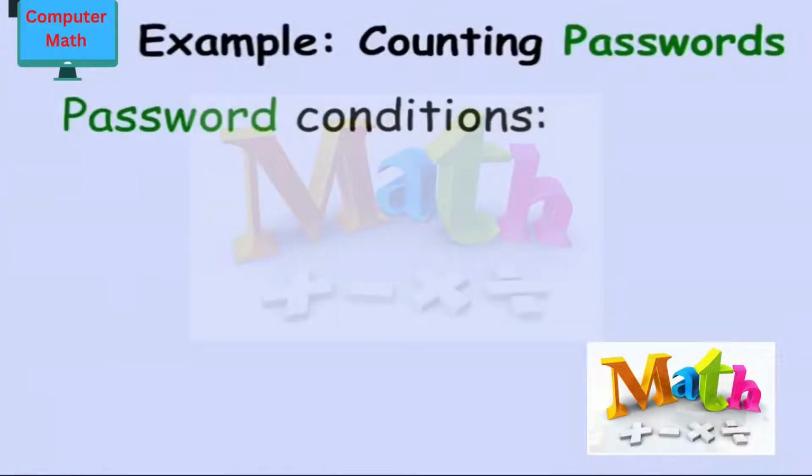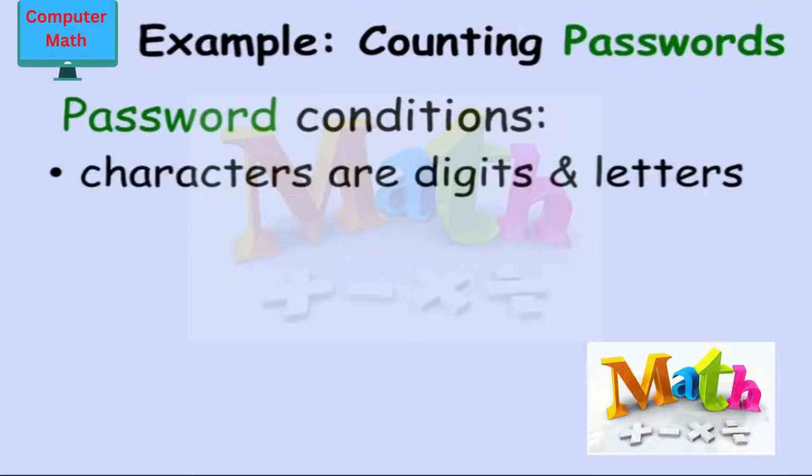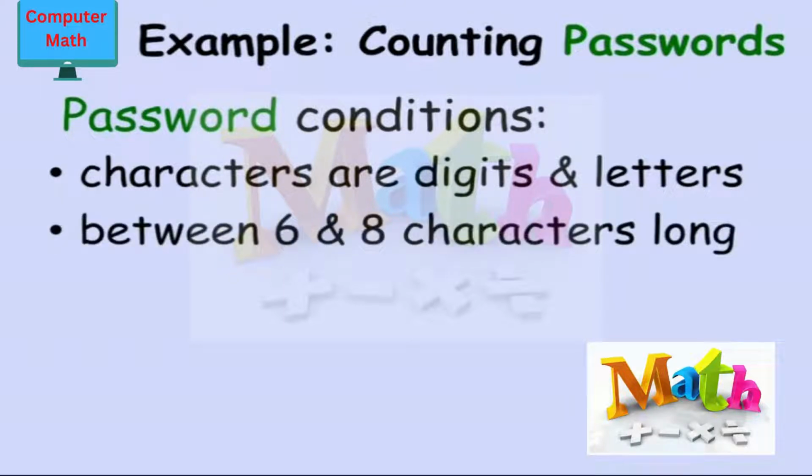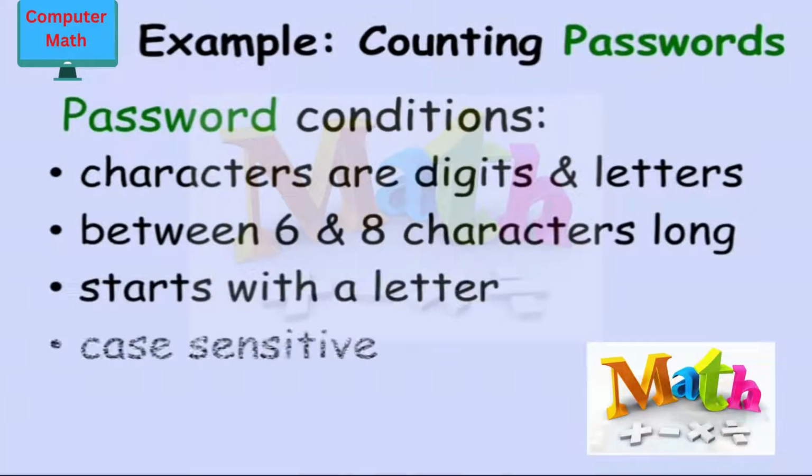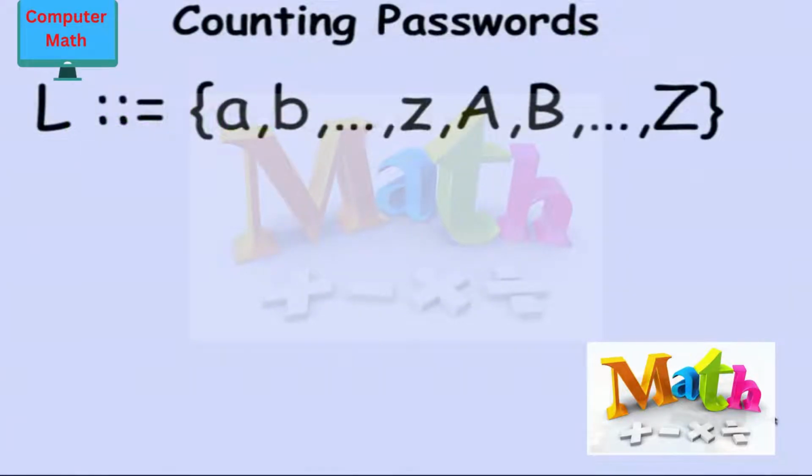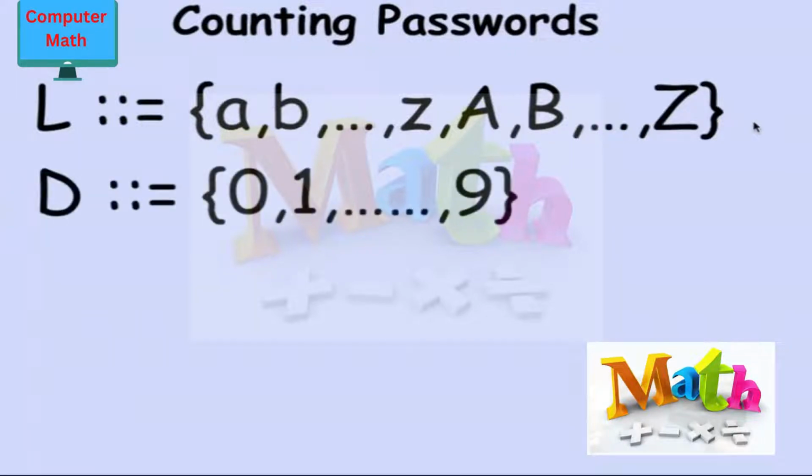So suppose that I'm trying to count passwords. This is a contrived, oversimplified example, but it gives you the idea. And this is what I mean by a password. A password is a sequence of characters that are either letters or digits, subject to the constraints that they are supposed to be between 6 and 8 characters long. They're supposed to start with a letter, and they're case sensitive, so you can tell the difference between uppercase and lowercase letters. So let's define the set L of all the letters, uppercase and lowercase together.